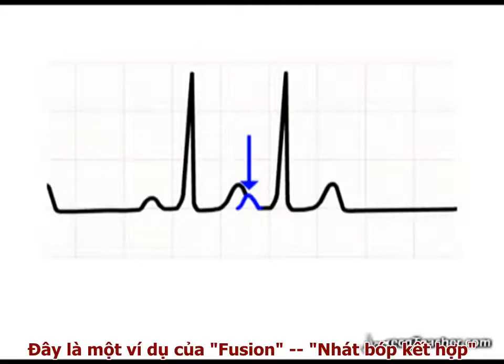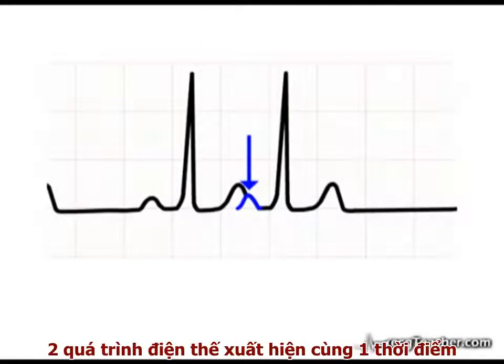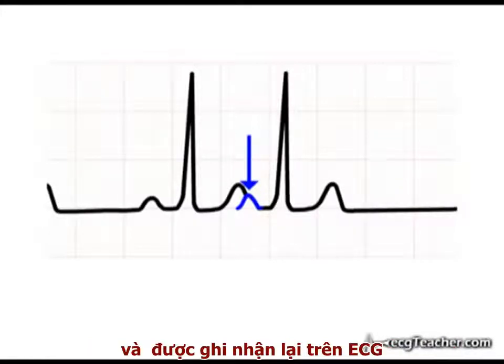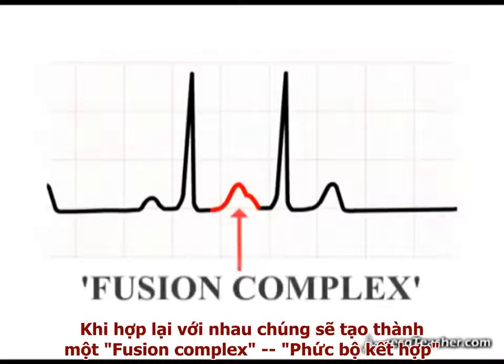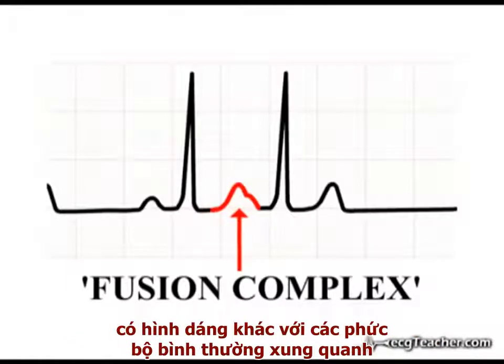This is an example of fusion. Two electrical events in the heart have occurred at the same time and are recorded by the ECG machine. Their composite effect on the readout produces a fusion complex, which differs in morphology from the surrounding normal complexes.